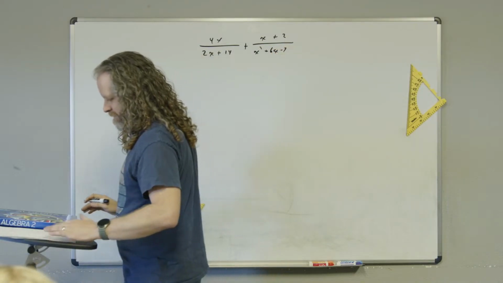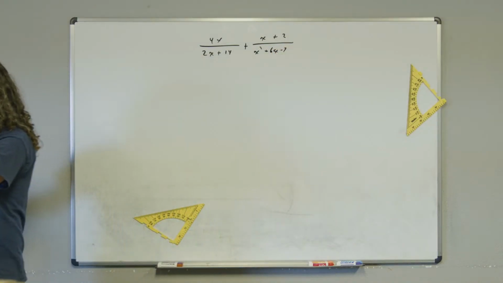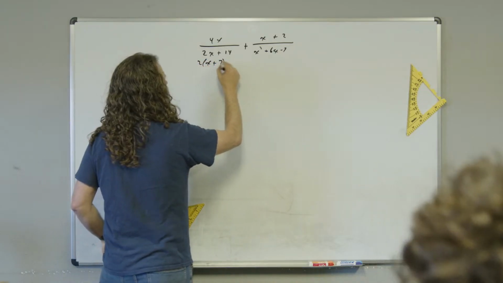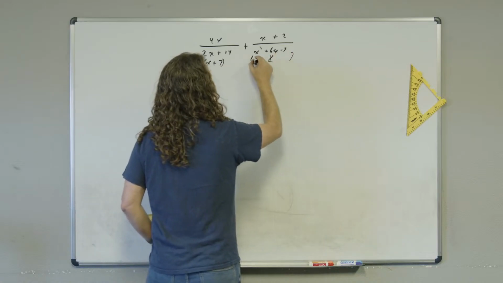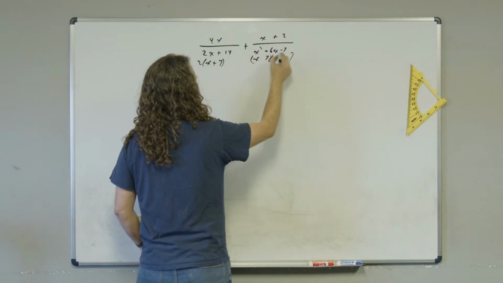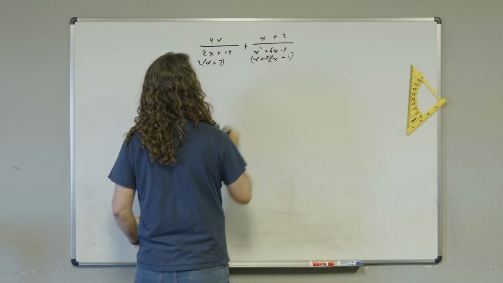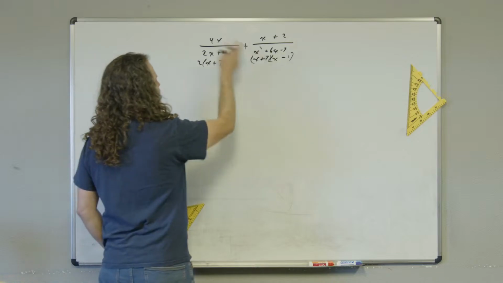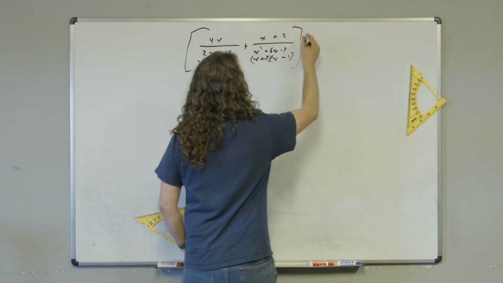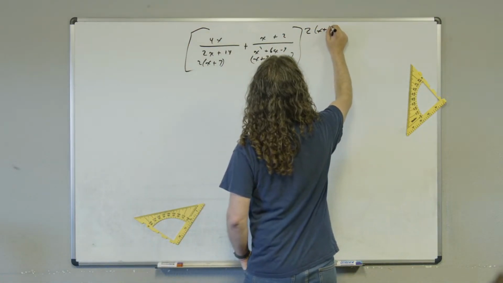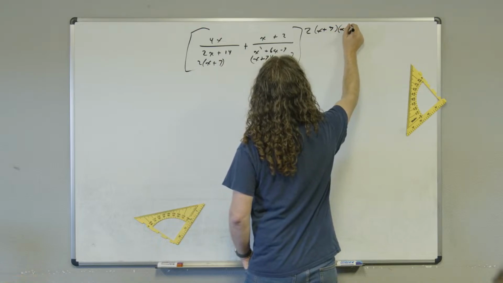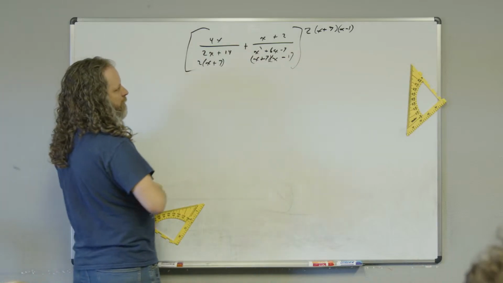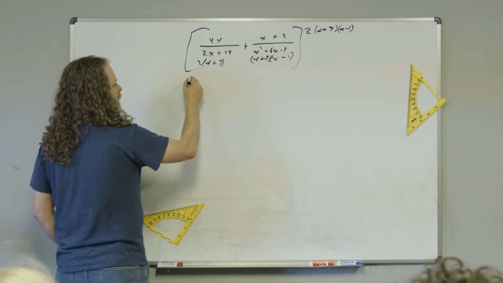So, what should we do? Factor. We should factor. This one factors into 2 times x plus 7. This one factors into x plus 7 and x minus 1. What's our common denominator? 2 times x plus 7 times x minus 1. On the first one, we're only going to multiply it times x minus 1.